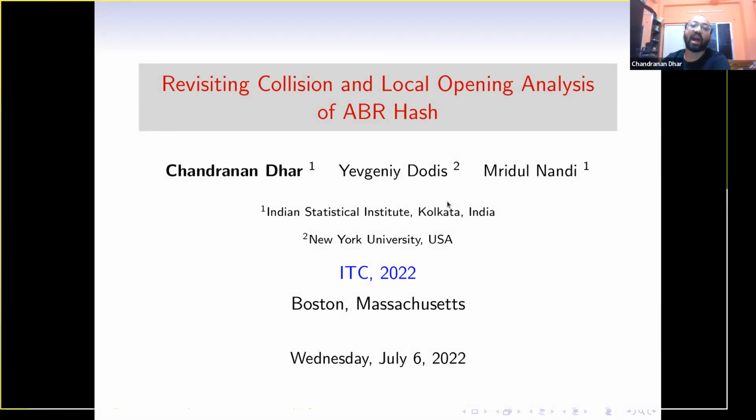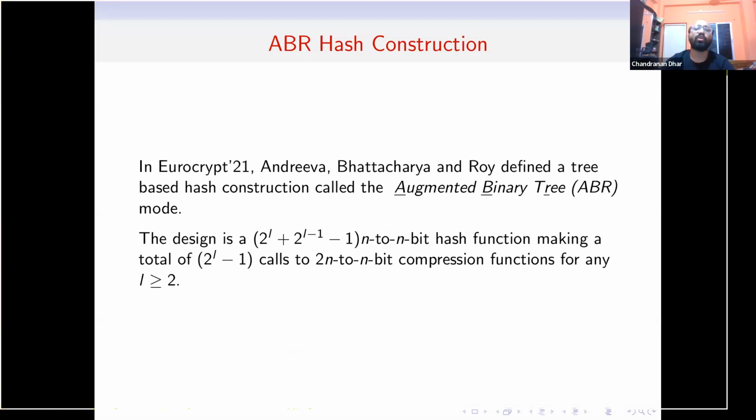Hi, I am Chandranan Dhar, and I am going to give a short talk on revisiting collision and local opening analysis of ABR hash. This is a joint work with Yevgeniy Dodis of New York University and Mridul Nandi of Indian Statistical Institute. In Eurocrypt 2021, Andreeva, Bhattacharyya and Roy defined a tree-based hash construction, which they call the augmented binary tree, or the ABR mode in short.